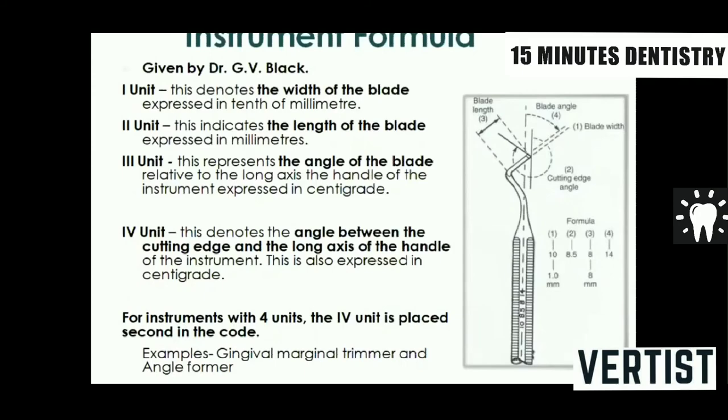Now, there are certain instruments, for example, the gingival margin trimmer or an angle former, which have a cutting edge at an angle other than 90 degrees. So for those instruments, a fourth unit is placed. The gingival marginal trimmer is a 4-unit formula. This fourth unit denotes the angle between the cutting edge and the long axis of the handle of the instrument. But when you write the formula, this fourth unit is placed in the second place.